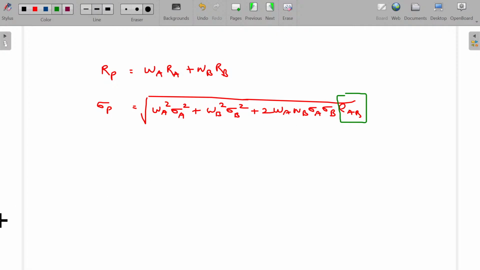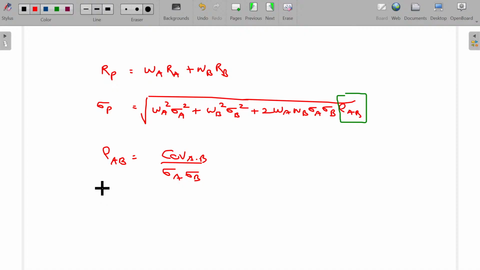This is propounded by Markowitz. And to calculate this one, correlation coefficient between A and B, the formula being covariance of A and B divided by standard deviation of A and standard deviation of B. That's how we get the answer.